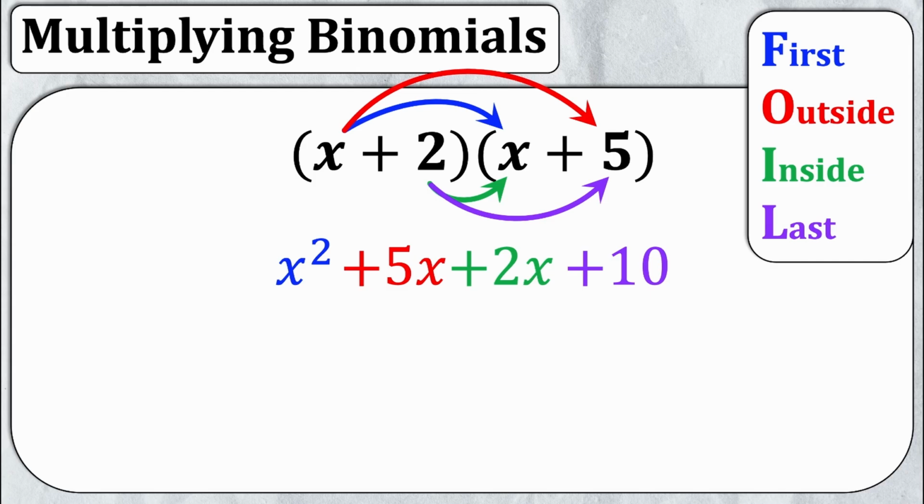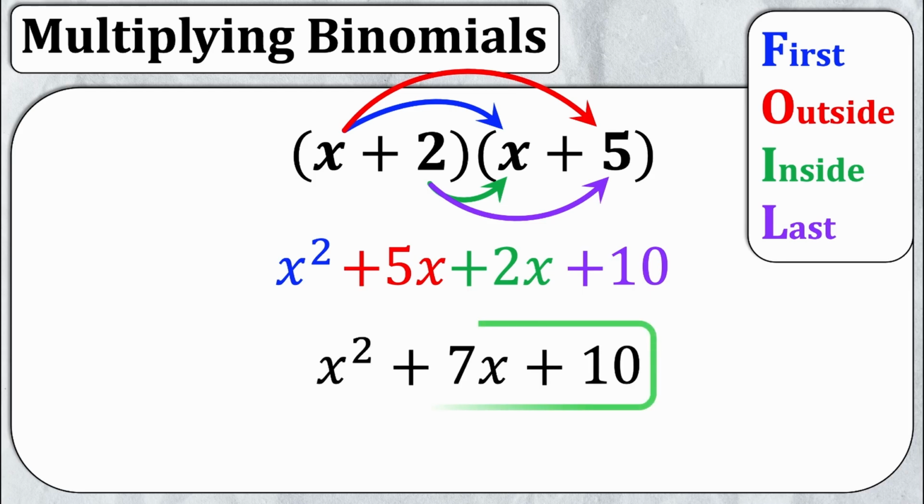Now I'm not quite solved because I have like terms in this expression. I have the 5x and the 2x, which are like terms, so I can simplify. And if I simplify by combining those terms, I get x squared plus 7x plus 10. And that is how you distribute the binomial.